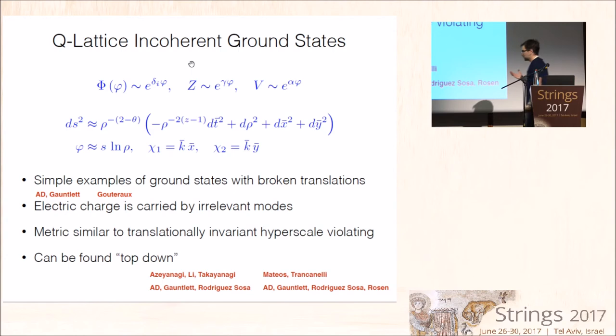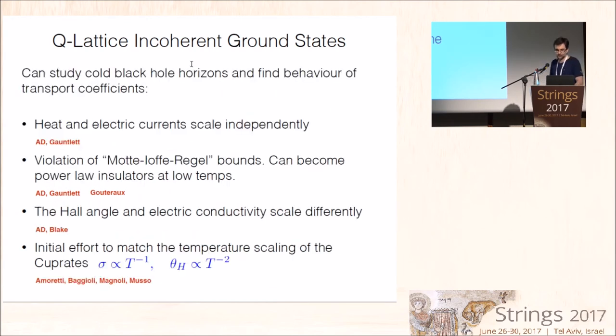Such examples can be found top-down. They can be found in type IIB if you use the axion-dilaton sector. These are, of course, all large N expansions or large N constructions. You can also find them in maximal four-dimensional supergravity, and the results that I am going to discuss now also apply for those cases. So these are really results that you can find top-down.